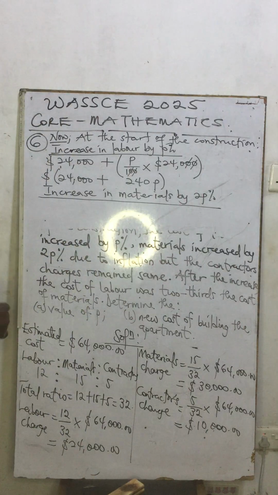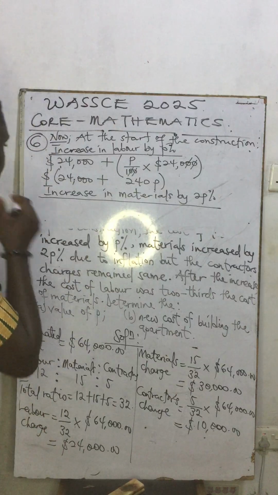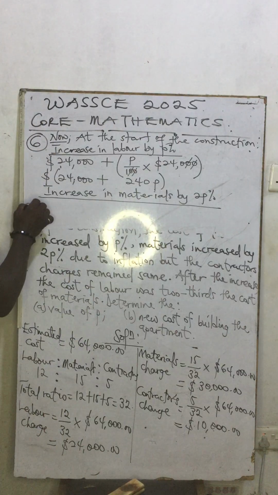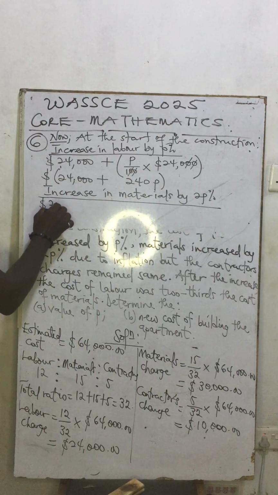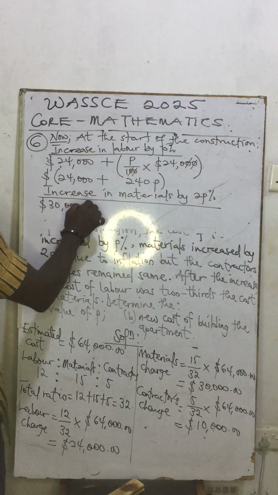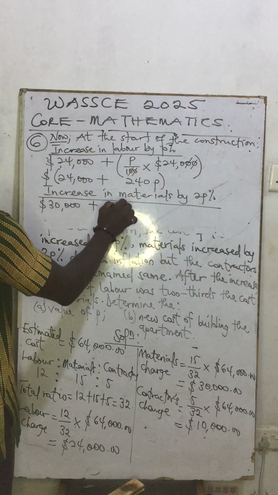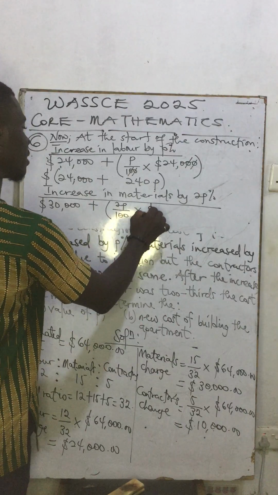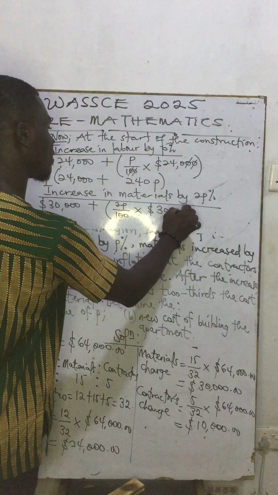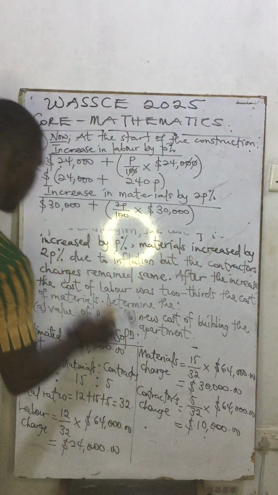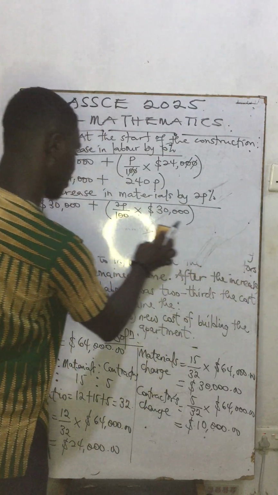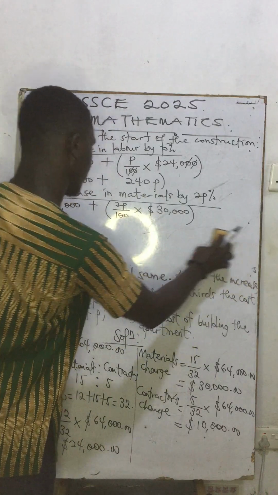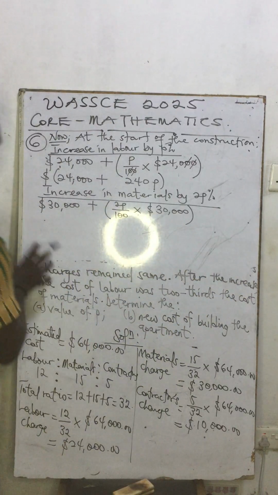Increase in materials by 2p%. The charge for materials is 30,000, so we are increasing. That's 30,000 plus 2p over 100 times 30,000. Let me clean this.